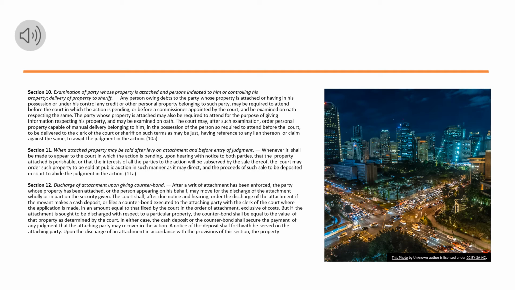The court may, after such examination, order personal property capable of manual delivery belonging to him, in the possession of the person so required to attend before the court, to be delivered to the clerk of the court or sheriff on such terms as may be just, having reference to any lien thereon or claim against the same, to await the judgment in the action.